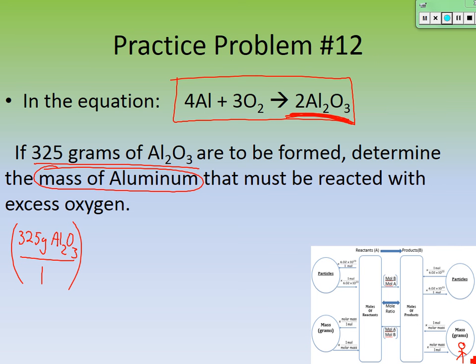Where do we want to go? Well, it's the mass of aluminum. Aluminum's right here. Is it a reactant or a product? That's a reactant. And we want to go to mass of it. So mass of reactant is right here. Let's map it out.